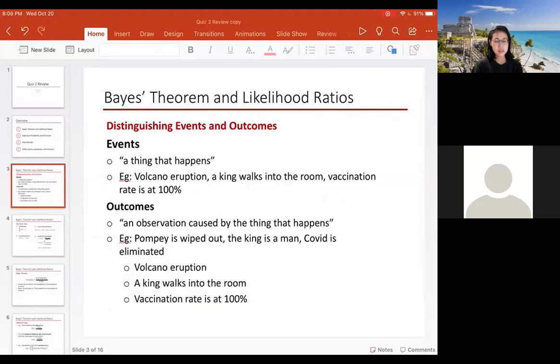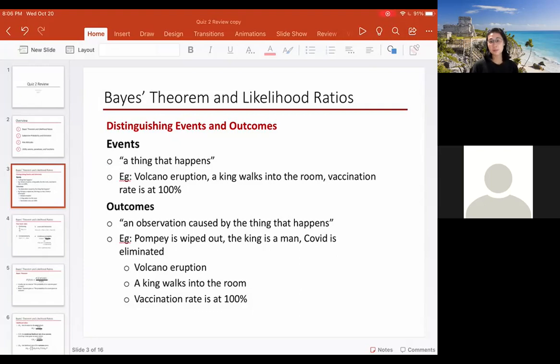I know some of you were here when I explained likelihood ratios and Bayes' theorem, so I'm not going to go over that too much. I just want to reiterate the difference between events and outcomes. The way I like to think about an event is basically that it's a thing that happens, right?